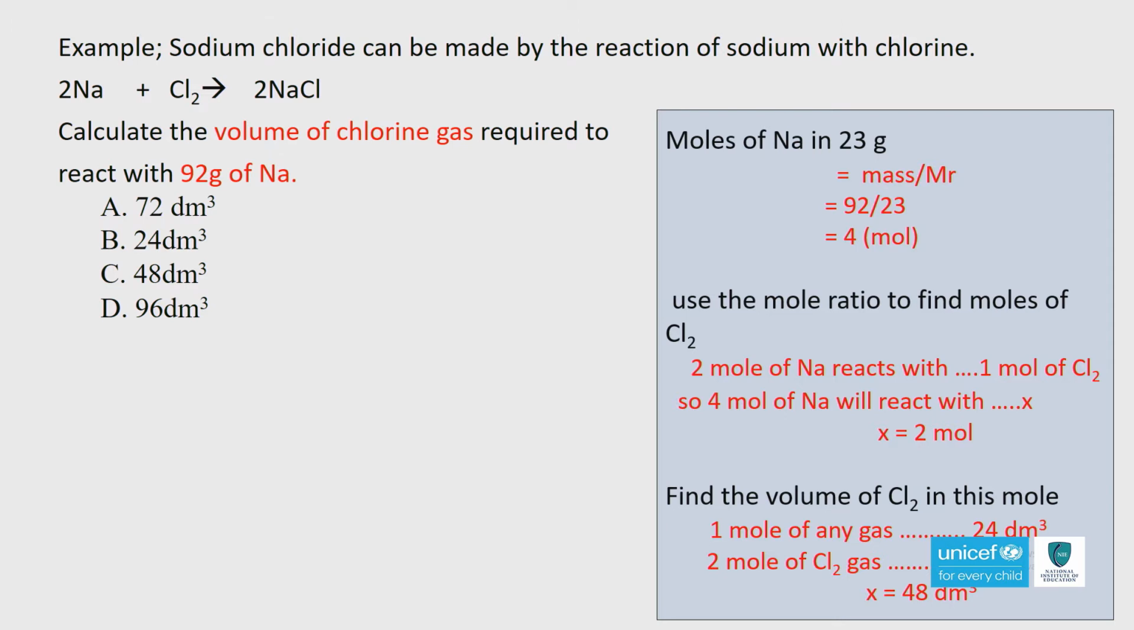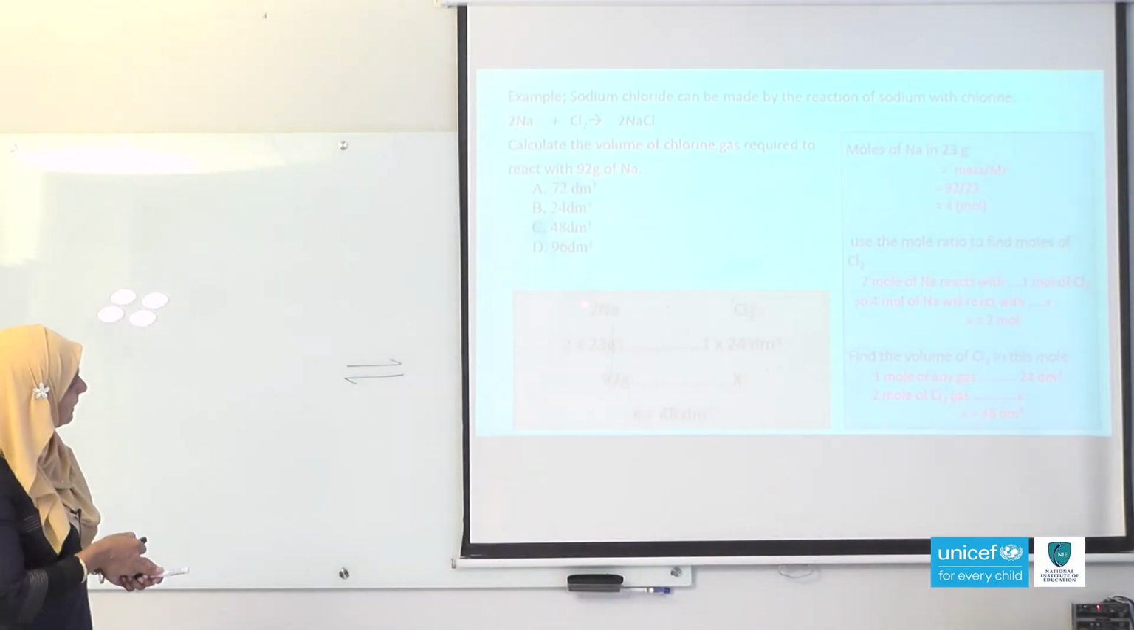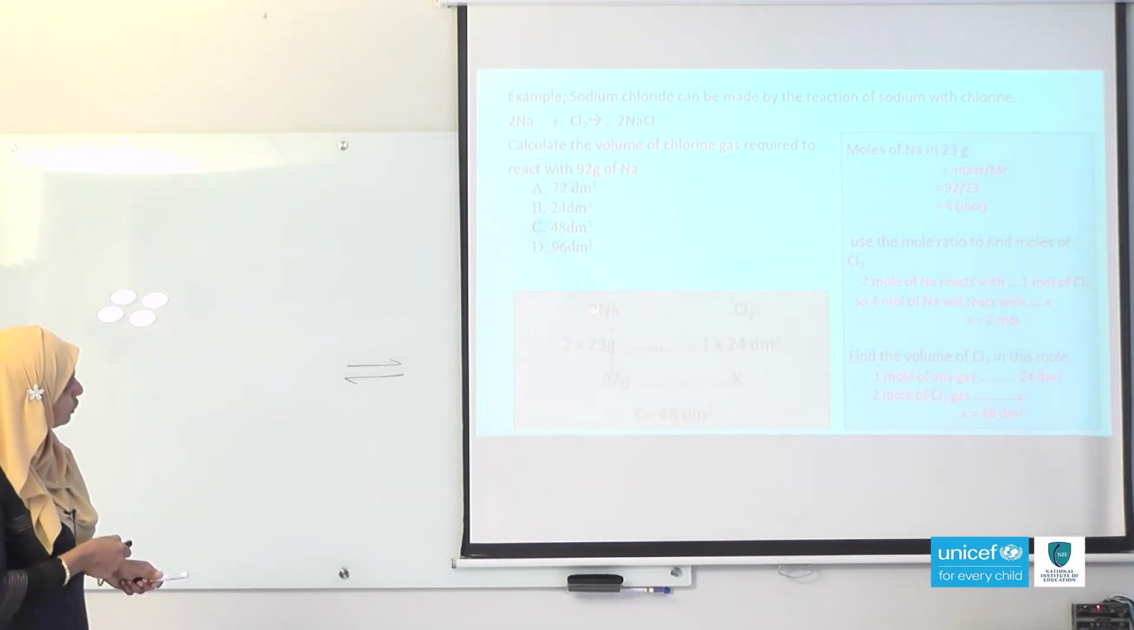A simpler way of doing this is a straightforward method where, because you are given mass and asked for volume, you can simply use the mass of sodium on one side and the volume of chlorine on the other side. The first statement is written from the equation. So 2 moles of sodium, so 2 times 23.